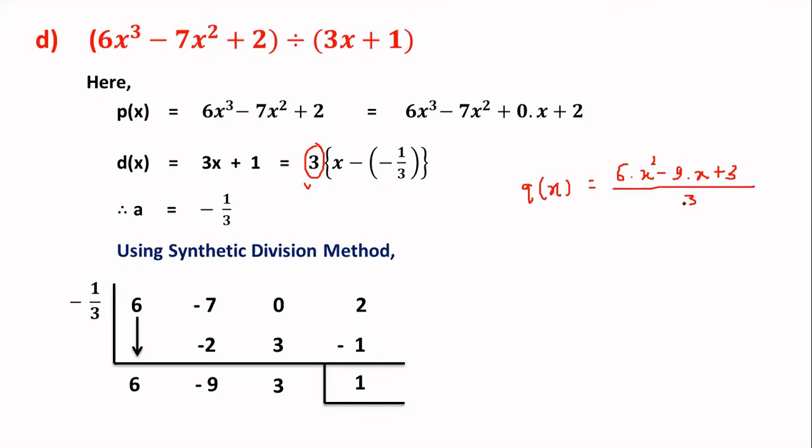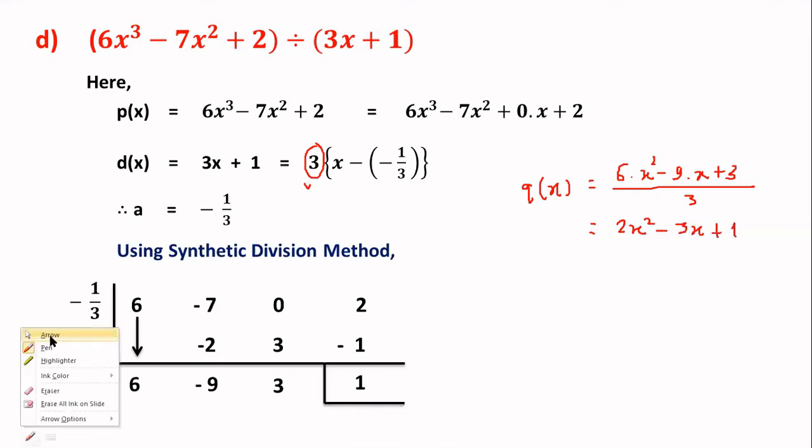That means we should divide the terms to get the quotient Q(x). If we take 3 common from the numerator of this part, then there will be a 3 common, and that 3 and 2 can be cancelled. So our quotient Q(x) will eventually be 2x squared minus 3x plus 1. So this will be our value of Q(x).